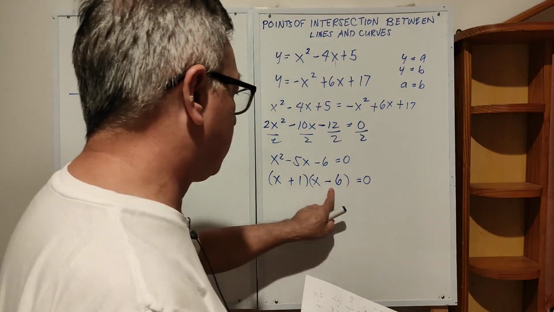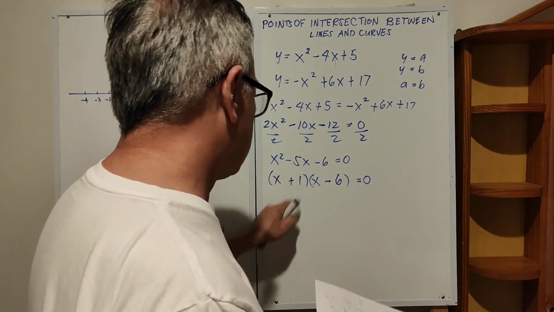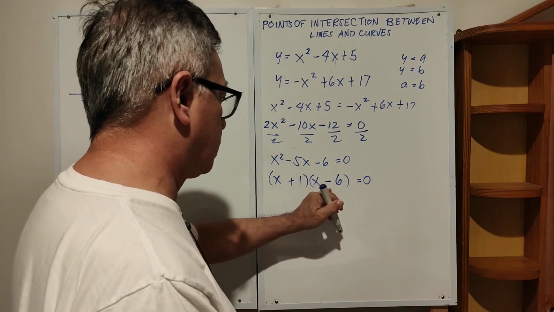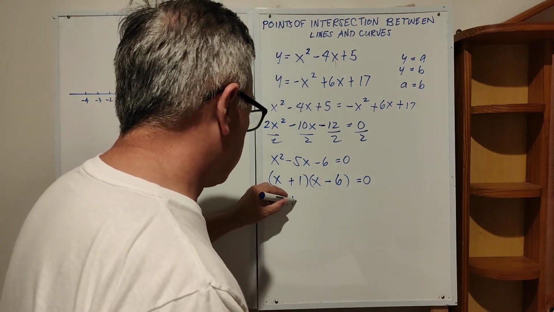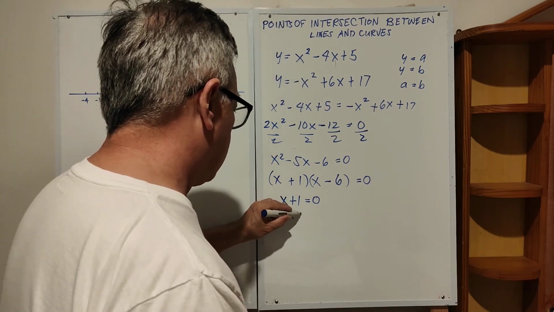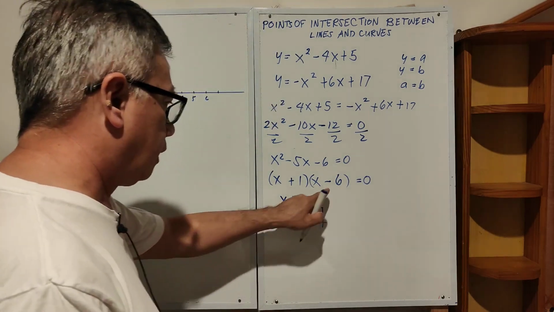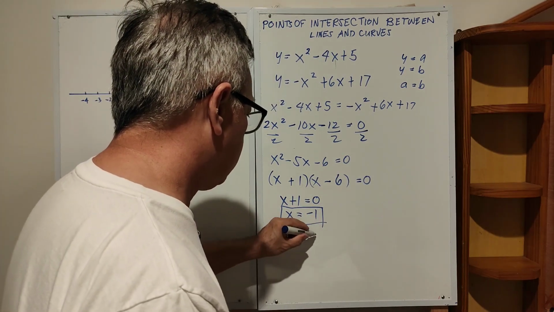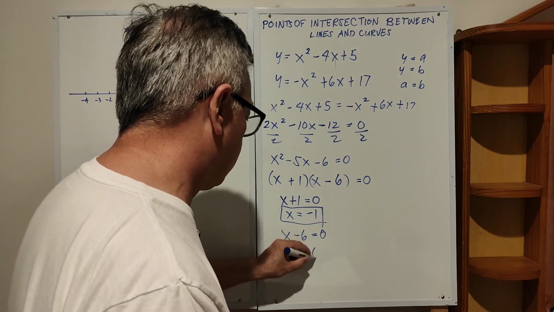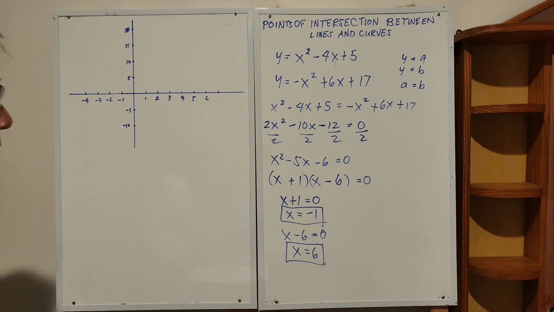If either of these is equal to 0, then the product is 0. So we equate x plus 1 to 0. Transposing, x is equal to negative 1. This is your first point. If x minus 6 is 0, adding 6 on both sides, you get x is equal to 6. This is your second point of intersection.